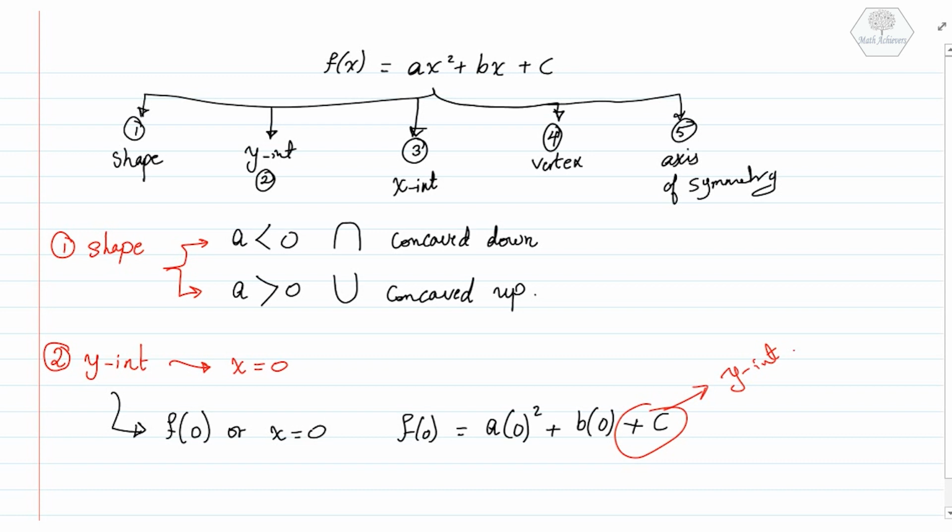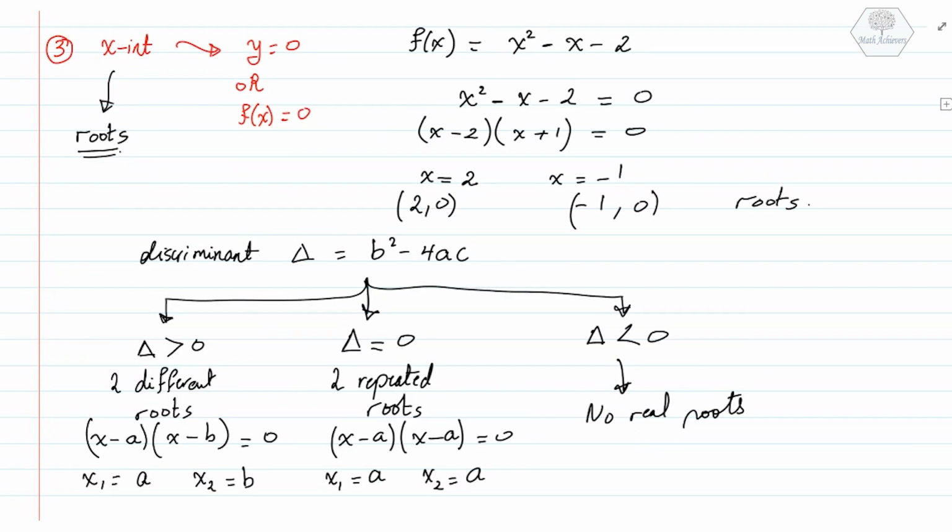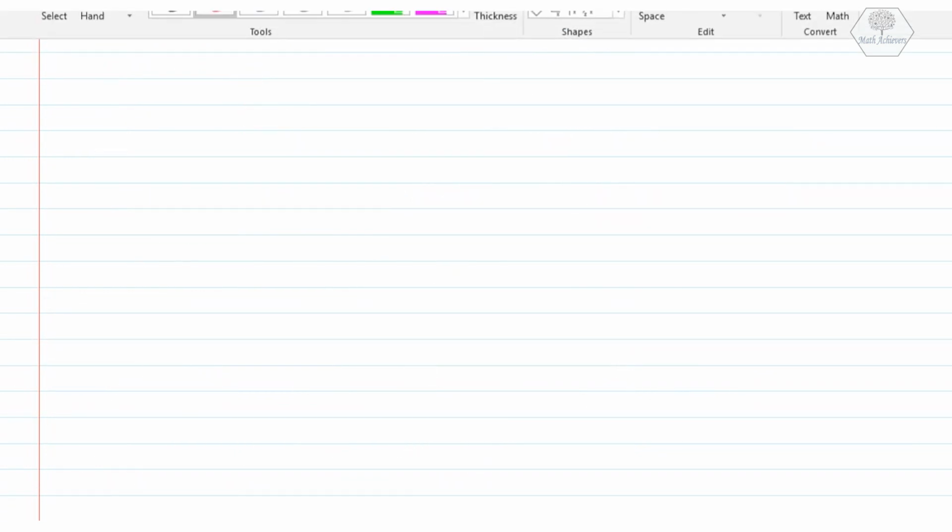Now, we've covered the shape, the y-intercept, and the roots, which are the x-intercepts. Now we can talk about the vertex. The fourth thing to know, and it's so important, is the vertex. We have three ways to find the vertex. The first way is that the x-coordinate of the vertex is equal to minus b over 2a.